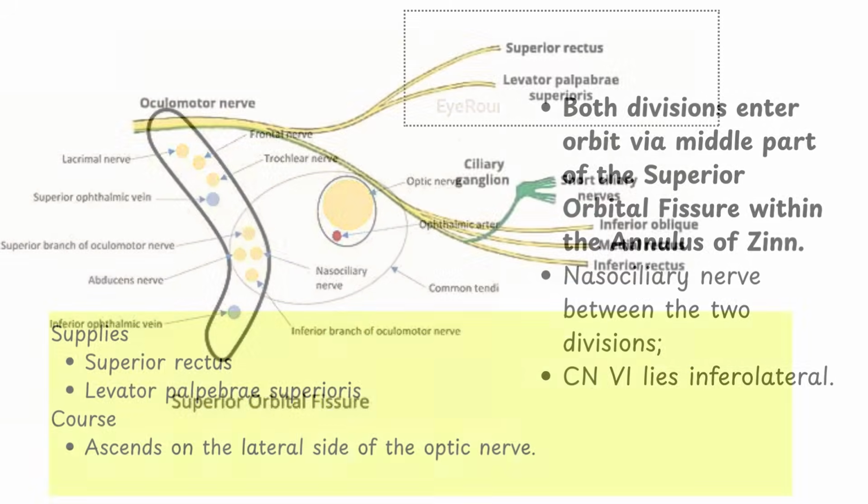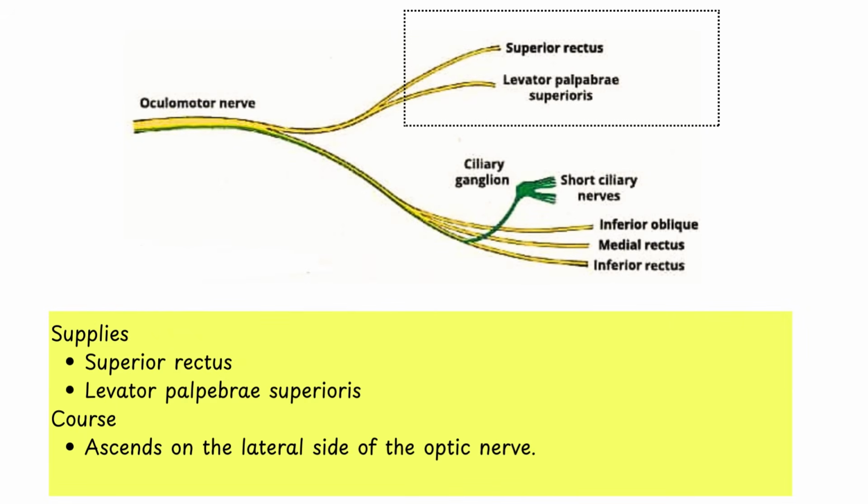So the superior division of the third nerve is the smaller division, and it travels upwards and lateral to the optic nerve and basically supplies the superior rectus and the levator palpebrae superioris. Therefore, a superior division palsy will cause ptosis and weakness of elevation.